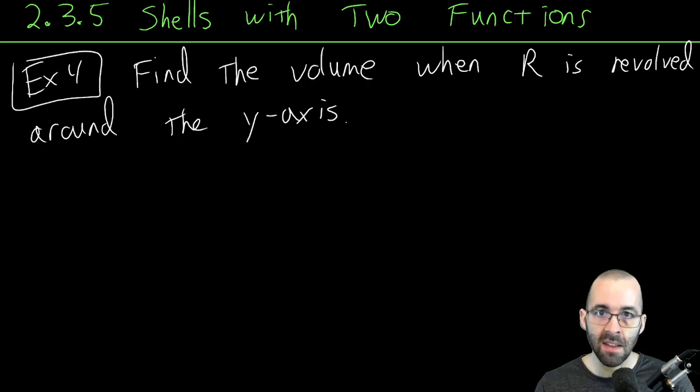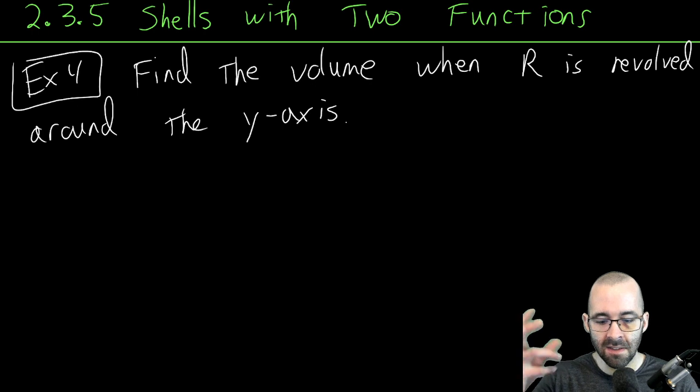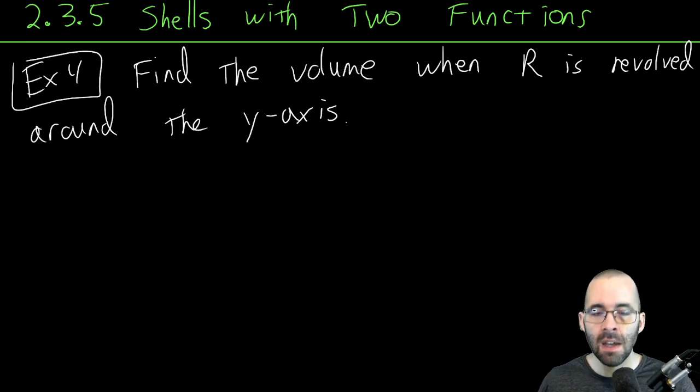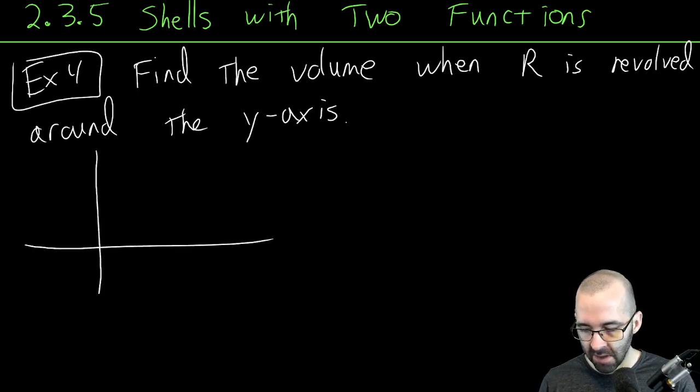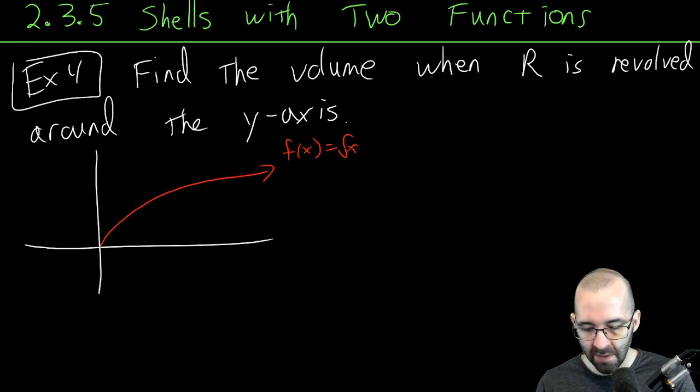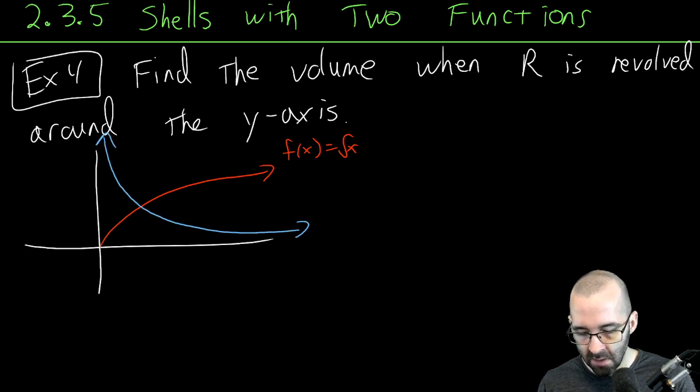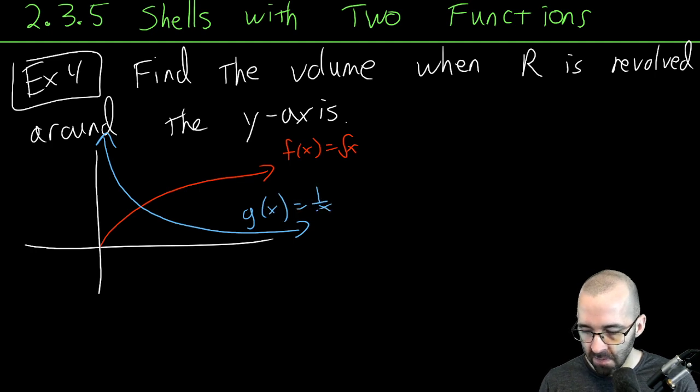Shell method, we're going to set this up in terms of x. Disk is the same as this region. Shell is opposite. All right. So again, what we have here, we got another square root of x function. That'll be square root of x. We've got g, which is 1 over x, the reciprocal function.